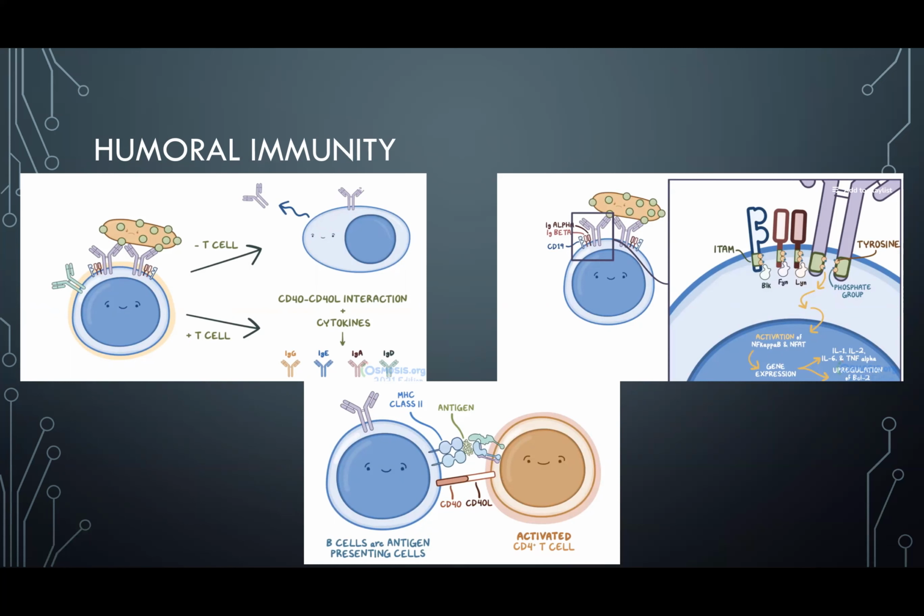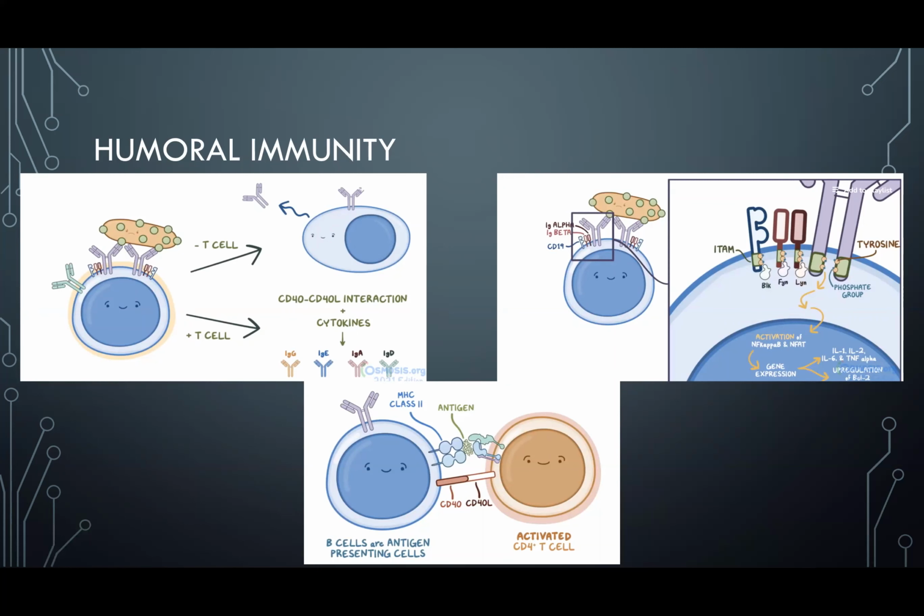T-independent responses tend to show more isotype switching and usually result in IgM and short-lived plasma cells. This is illustrated on the screen on the top left diagram. The most specialized and effective antibody responses are generated under the influence of T helper cells. These include the production of immunoglobulin G, immunoglobulin E, immunoglobulin A, and immunoglobulin D.